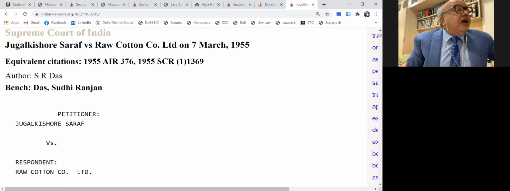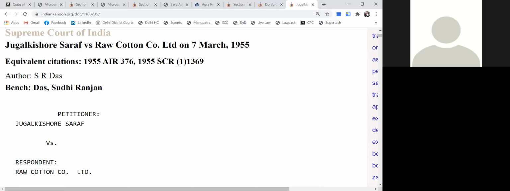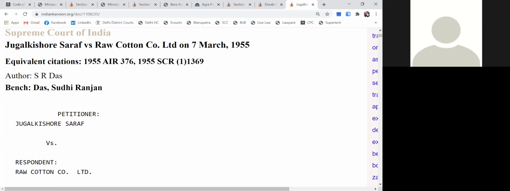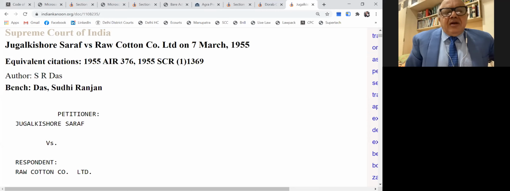Suppose in a case, I am going to deal with AIR 1955, Jagal Kishore Saraf versus Raw Cotton Mill. The assignee did not make an application at all. If you make the application, then normally the courts are very liberal in condoning the delay, invoking Section 5 of the Limitation Act. The court likes to see that no party should be condemned unheard. Opportunity must be given so that the merits of the case are discussed properly. But here in this case, the assignee was sleeping over all throughout.